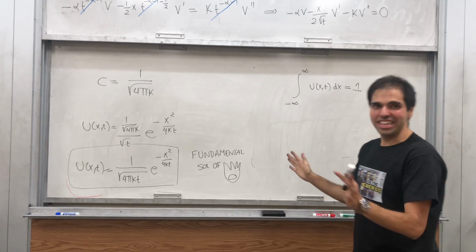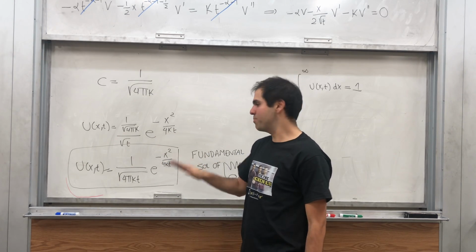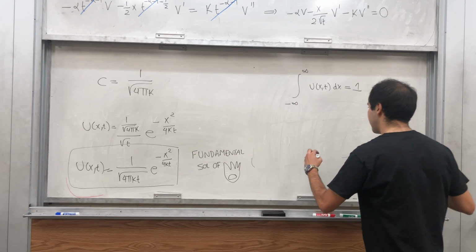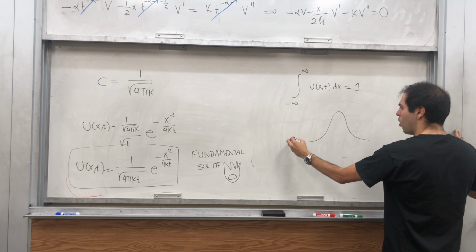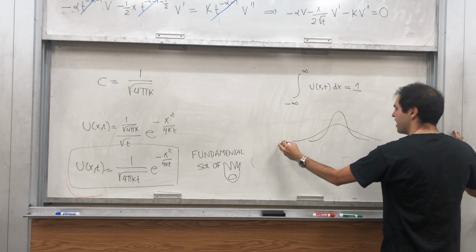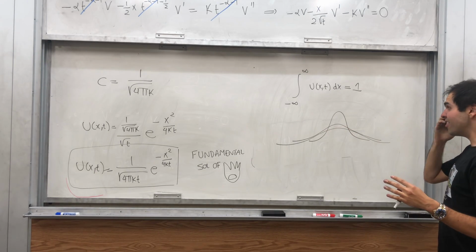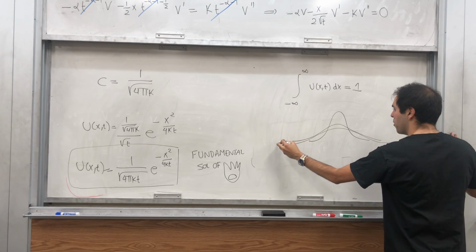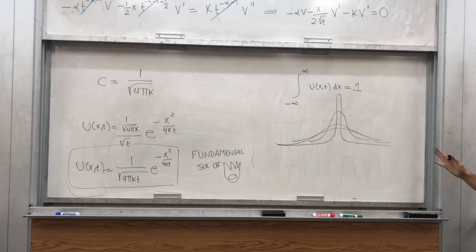Something that's interesting about this, and the reason why this is so important, is what do those solutions look like? They look like Gaussian curves. As t gets larger, they get more and more spread out. On the other hand, as t gets smaller and smaller, they spike up, all while the mass is 1.